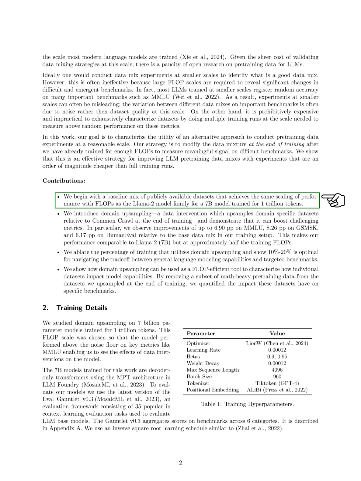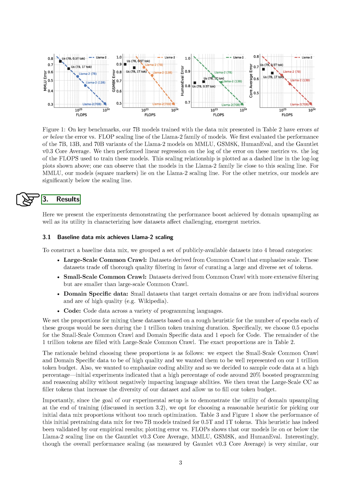We also investigated the optimal percentage of training that should utilize domain upsampling, finding that 10% to 20% struck a good balance between general language modeling abilities and targeted benchmarks. Domain upsampling proved to be a cost-effective method for understanding how individual datasets influence model capabilities. By selectively removing math-heavy pre-training data from the upsampled datasets at the end of training, we could quantify the impact of these datasets on specific benchmarks.